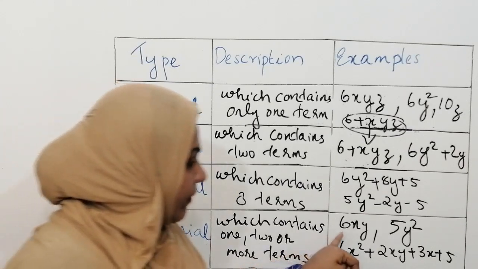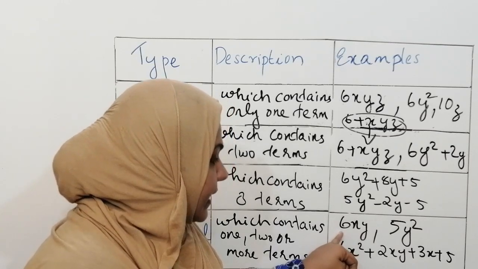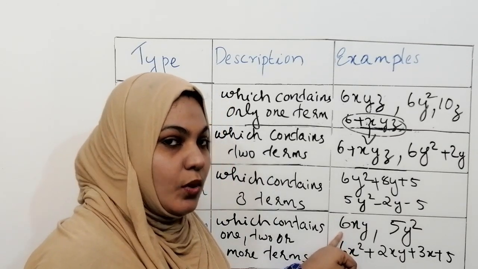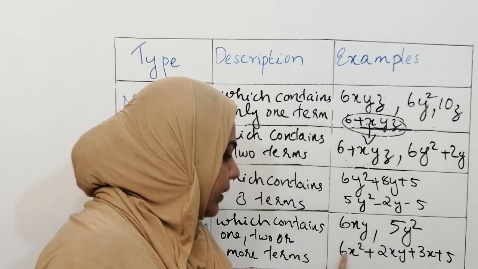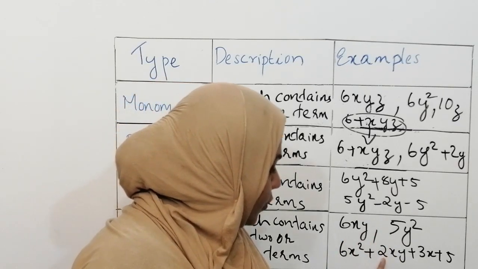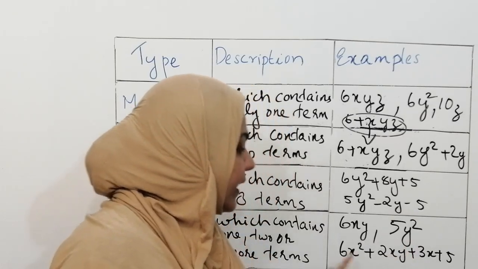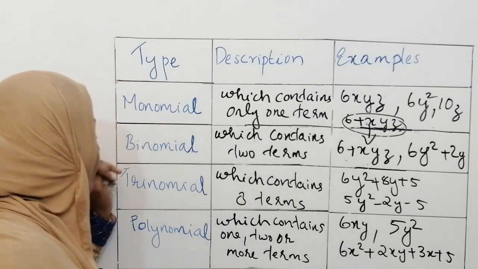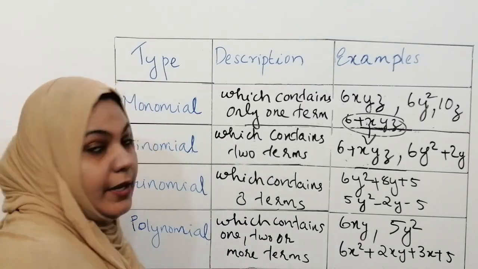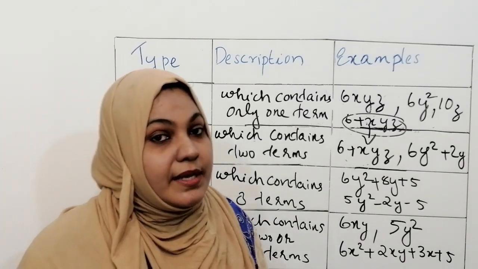So from this you will think 6xy is a monomial, but actually it is a polynomial too. Similarly 5y square, that is also a polynomial. Then here you can see 6x square plus 2xy plus 3x plus 5. It has 4 terms, so it is a polynomial. I hope you understood what is monomial, binomial, trinomial and polynomial. I hope you understood the different types of algebraic expression.